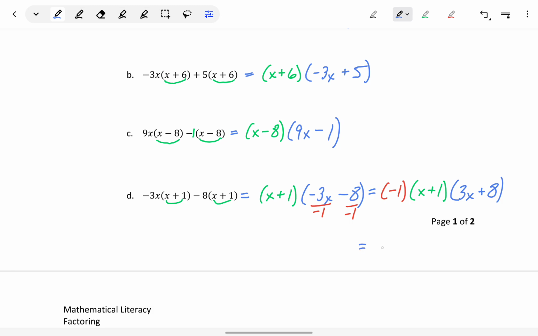And then we could go ahead and write that more simply as just a negative sign times x plus 1 times 3x plus 8. Where that negative sign out in front reflects that we have a negative 1 being multiplied by this entire expression.